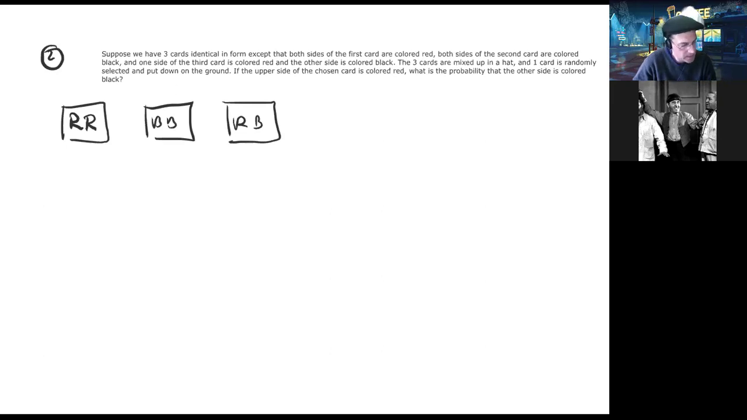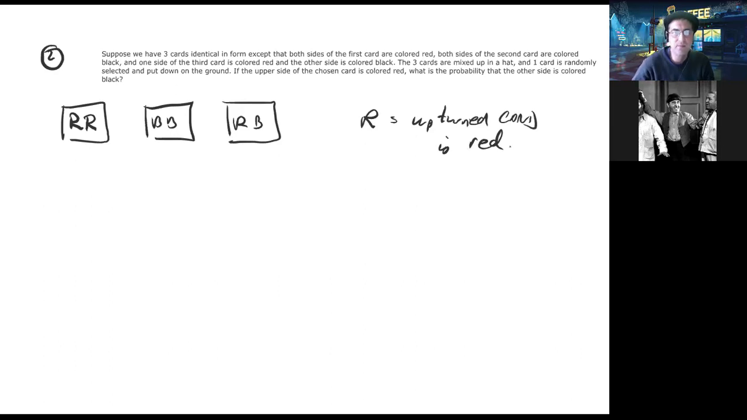And now let RR be the event of selecting the red, red card. Let BB be the event of selecting the black, black card. And let RB be the event of selecting the card with 2 different colors, one on each side. And then let R be the event that the upturned card that we chose is red.